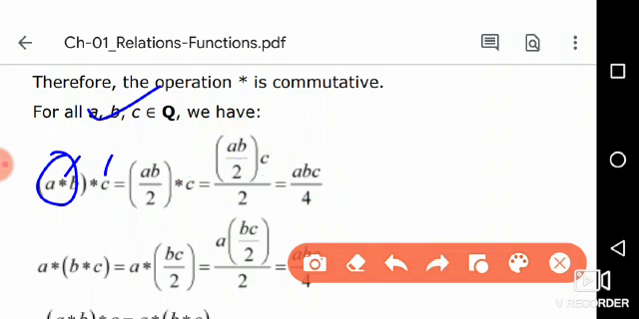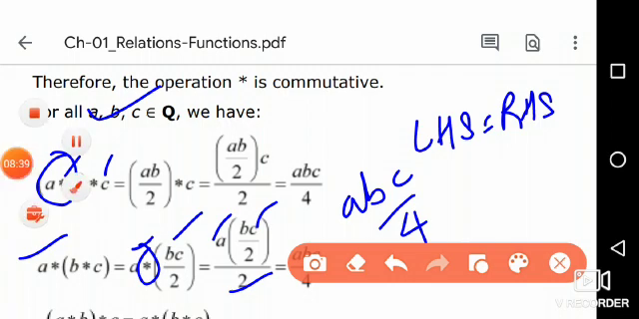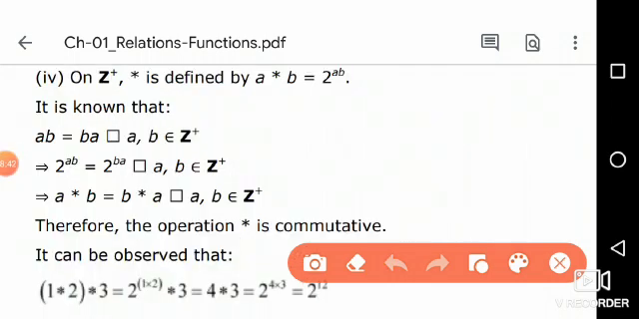Again, according to the right hand side, A star (B star C) can be written as A star BC divided by 2. Again, by the binary operation star definition, we write first element into second element divided by 2. That gives first element is A, second element is BC divided by 2, again whole divided by 2. That is according to the star definition. Once again, we get ABC divided by 2 to the 4. Therefore, LHS is equal to RHS. Therefore, we can say that star on Q is a binary operation. That is, star is associative.